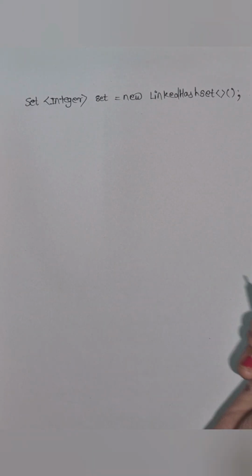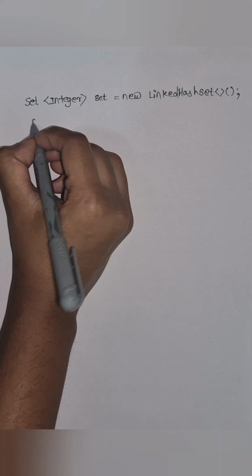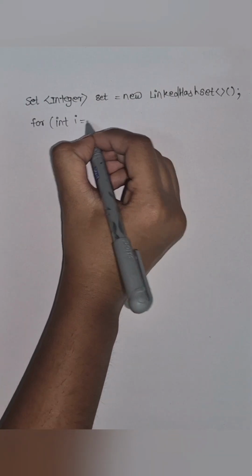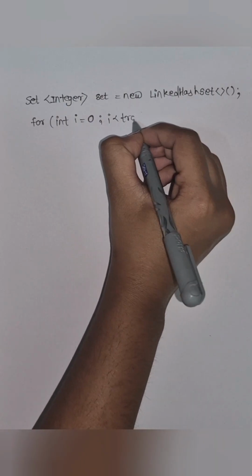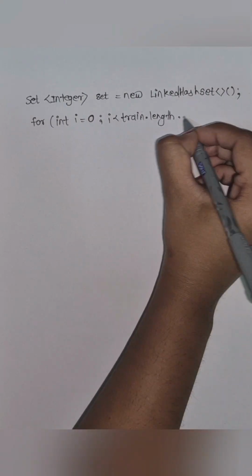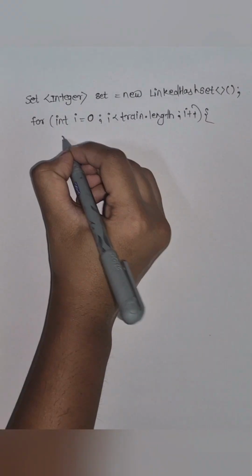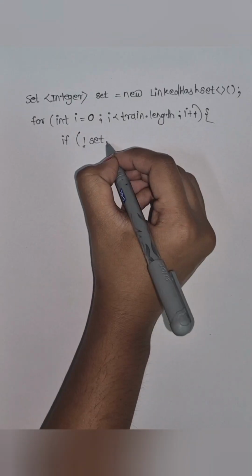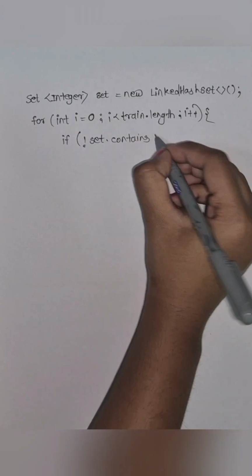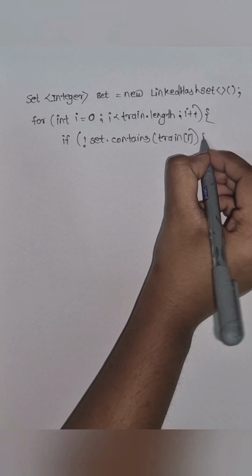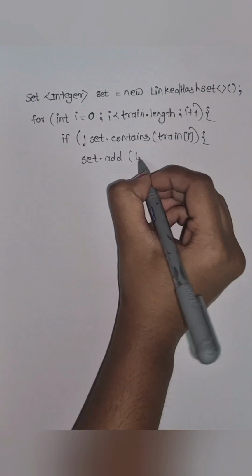Now traverse the train, and if the element is not present in the set, add it in the set, and again from the set to the array. So what we need to do: for i = 0, i less than train.length, i++. If the element is not in the set, if set.contains(train[i]) is false, then please add train[i] to the set.